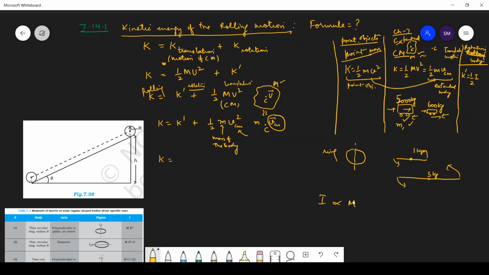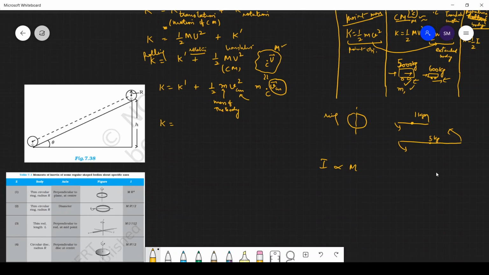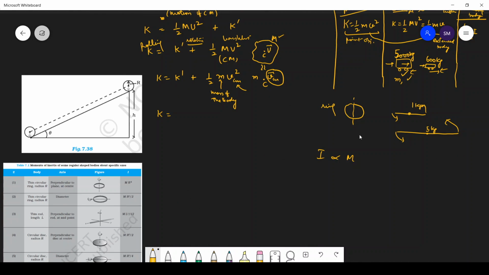Okay, now what is the second thing it depends on? Let us see that we have a ring and we have a disc. I have kept them in the plane of the paper, and I want to rotate them. The center point will remain at its same place, but I want to rotate it. So this will be my axis of rotation.